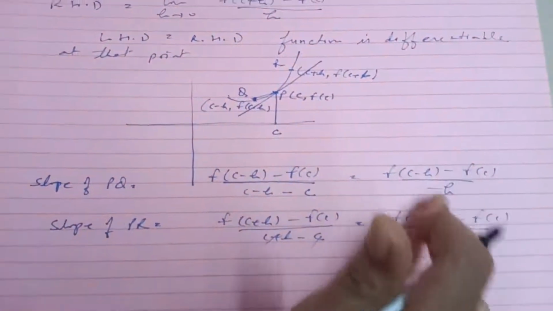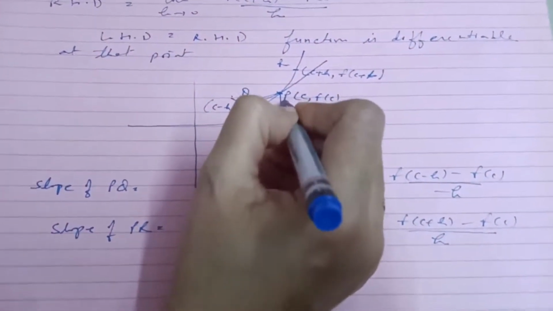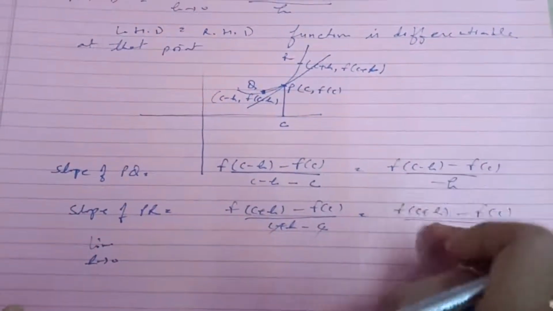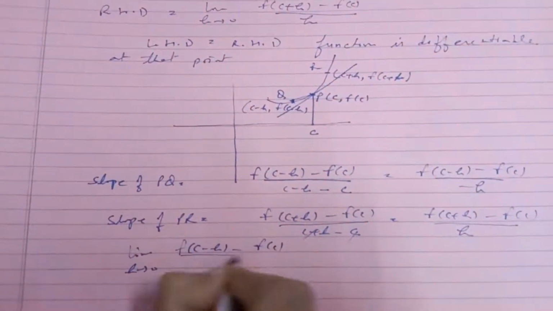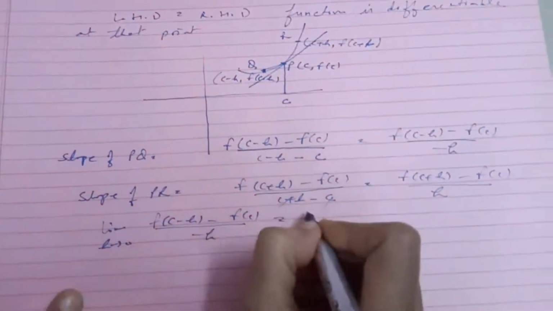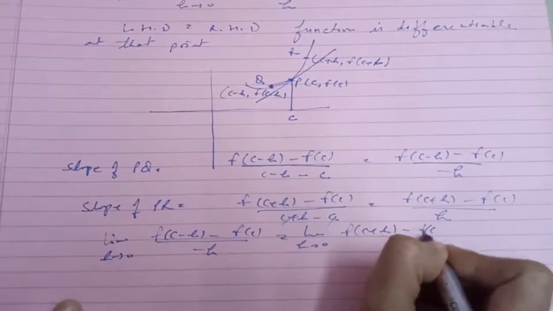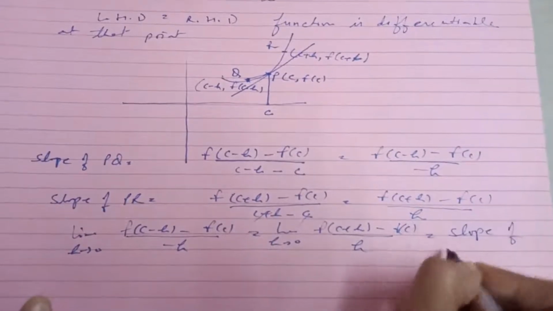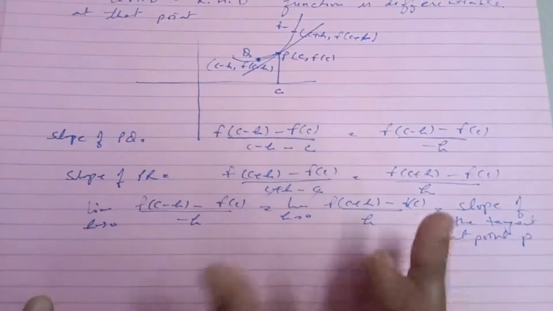Okay, if h tends to 0, तो दोनों coincide किस पे करेंगे बेटा? This is the slope of the tangent at P. Means if I say limit h tends to 0, मतलब ये आपका जो h है वो 0 हो जाए, तो दोनों क्या हो जाएंगे? Both will be equal. Both will be equal means f of C minus h minus f of C by minus h is equal to limit h tends to 0 f of C plus h minus f of C by h is equal to slope of the tangent at point P.